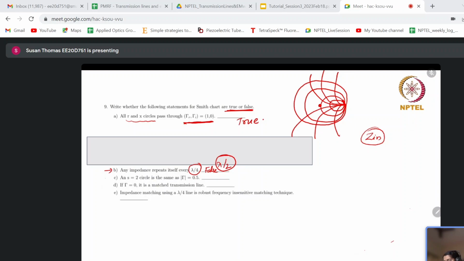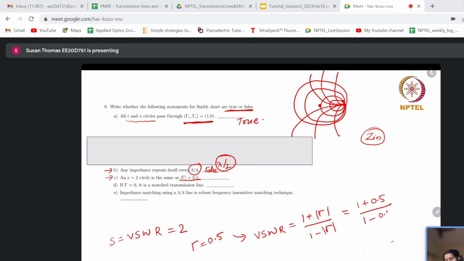Now question C is an S equal to 2 circle. What is S? S is basically the VSWR. VSWR is equal to 2, that is one circle. Does that correspond to gamma equal to 0.5 or not? That is the question. If gamma is 0.5, how do you calculate VSWR? VSWR is 1 plus mod gamma by 1 minus mod gamma, which is 1 plus 0.5 divided by 1 minus 0.5, which will give you 1.5 by 0.5.